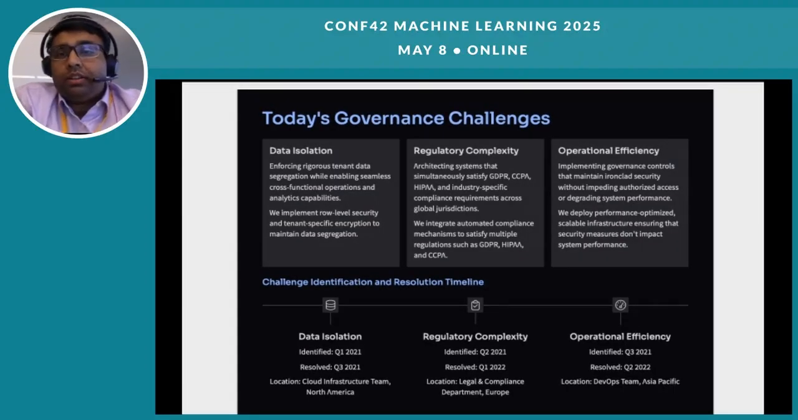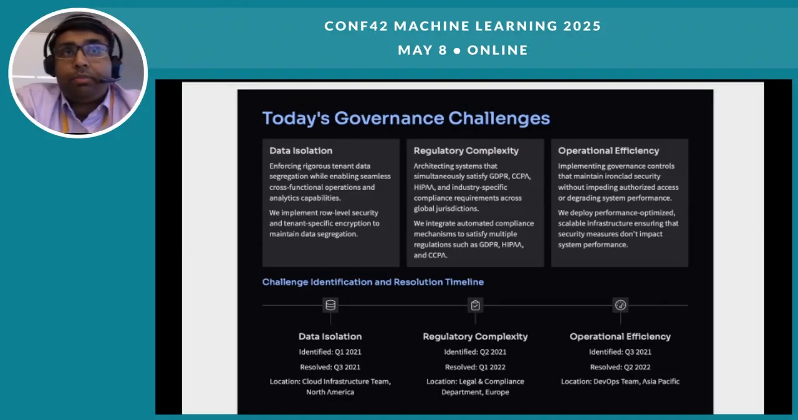We faced three core challenges: data isolation, ensuring each tenant's data is segregated while enabling shared analytics. Regulatory complexity, keeping up with evolving laws like GDPR, HIPAA, and CCPA across different regions. And operational efficiency, maintaining strong controls without slowing down authorized access or performance. We needed a solution that made governance seamless and not a bottleneck.